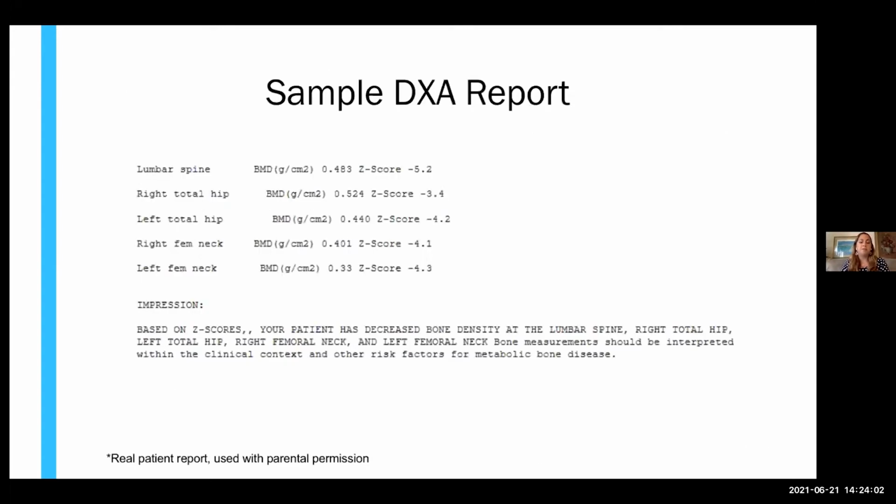And this is a sample DEXA report for one of my patients. And you can see over here that in all of the sites that are measured, the Z-score is significantly lower than -2. So this patient has low bone density at all sites that are looked at.